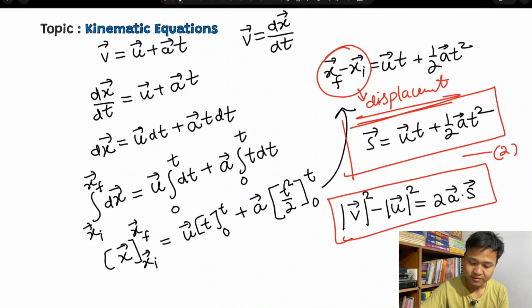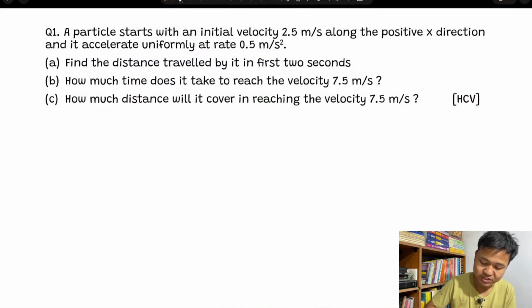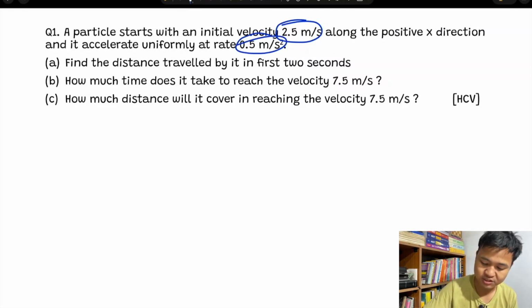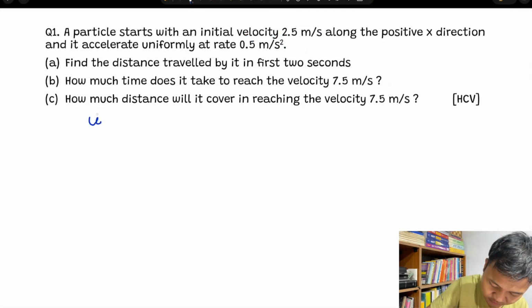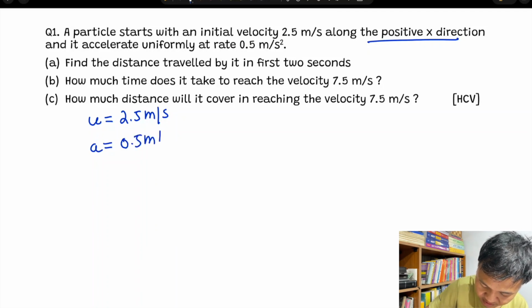Okay, so now let's solve some questions on this one. A particle starts with an initial velocity of 2.5 meter per second along the positive x direction, and it accelerates uniformly at 0.5 meter per second square. So you're given that u is equal to 2.5 meter per second in the positive direction. Okay, so you have a as how much? 0.5 meter per second square.